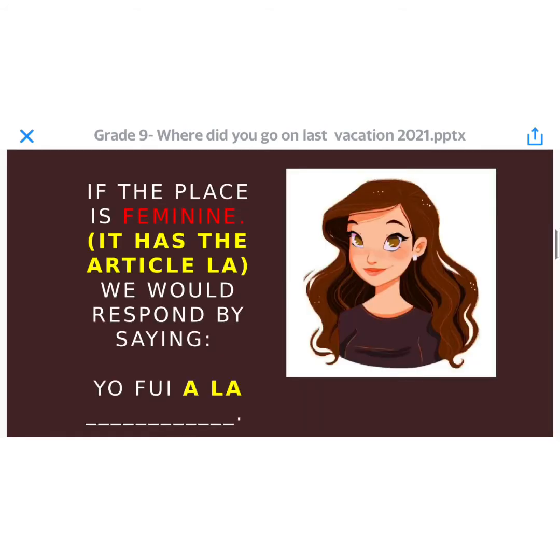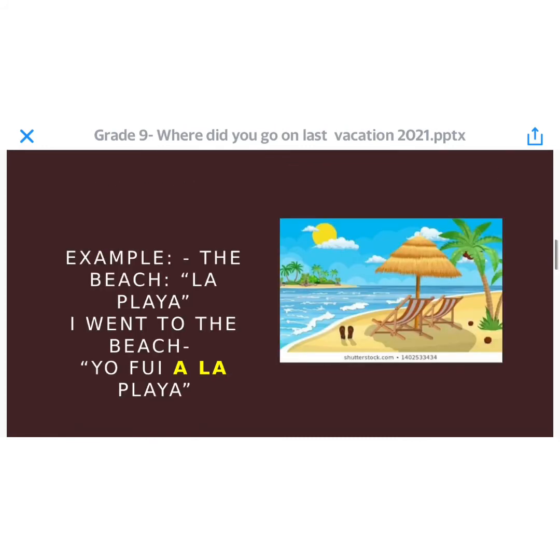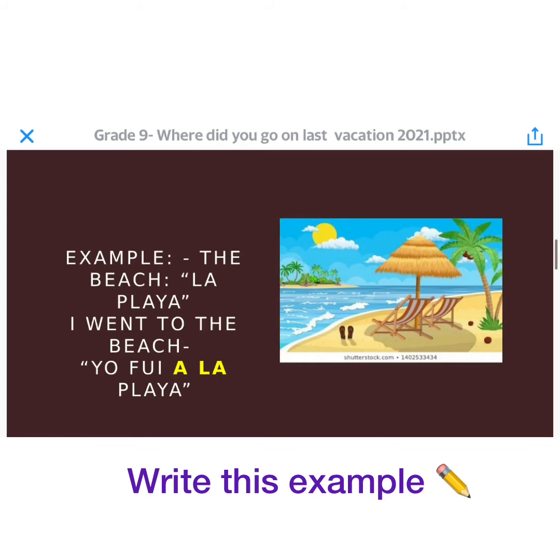So that is yo fui al or a la followed by the place. Now, if the place is feminine, meaning that it has the article la, and you want to state that you went to the place, you would say yo fui a la followed by the place. So as long as the place has la, and you want to say that you went to the place, you use yo fui a la. For example, we have the beach. Beach in Spanish is la playa. If we want to say I went to the beach, we would say yo fui a la playa. Notice we use a la because it is la playa. So as long as it has the article la, you use yo fui a la.